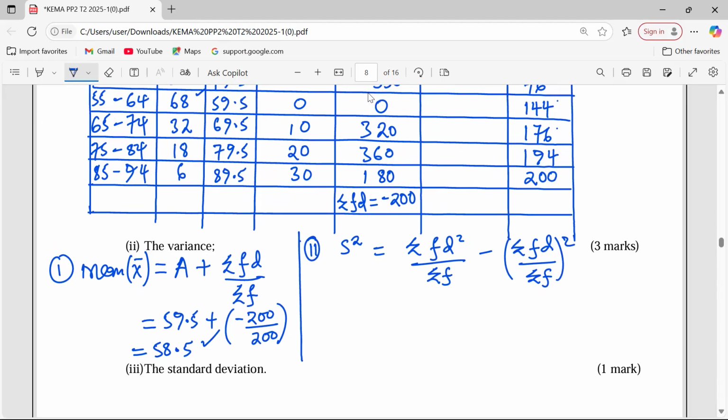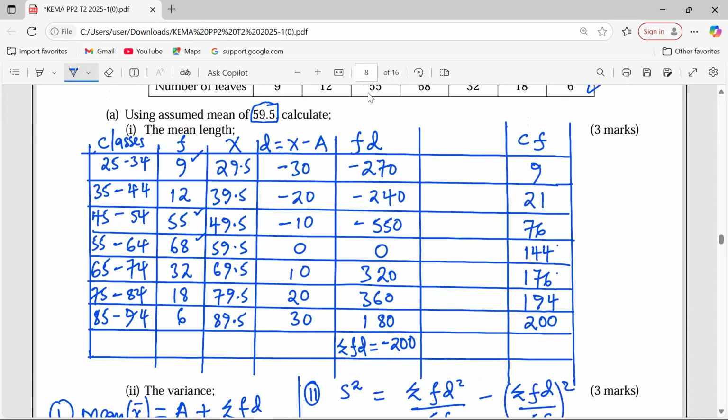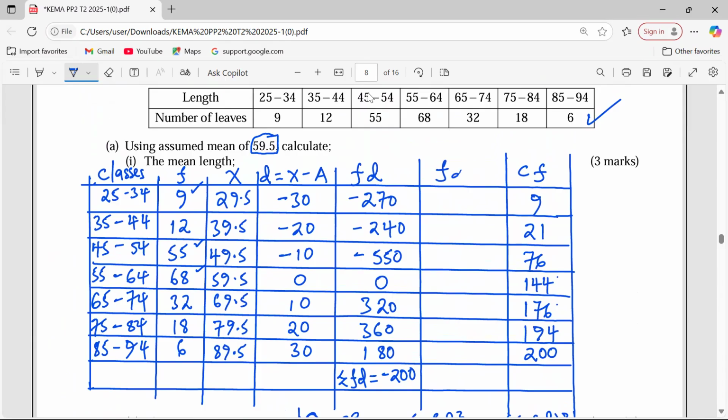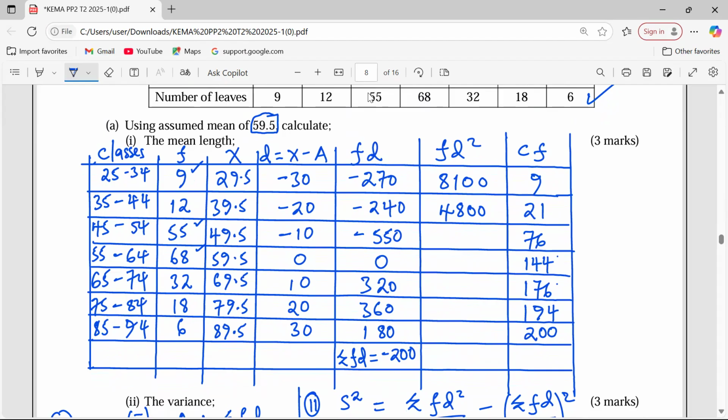That means, again, we should take a step of obtaining another column for FD squared. It is D alone which has been squared. Therefore, now we multiply 9 by -30 squared. -30 squared will give us 8100. Then the next should be 12 multiplied by -20 squared to give us 4800. The next should be 55 multiplied by -10 squared. So I'm getting 5500.